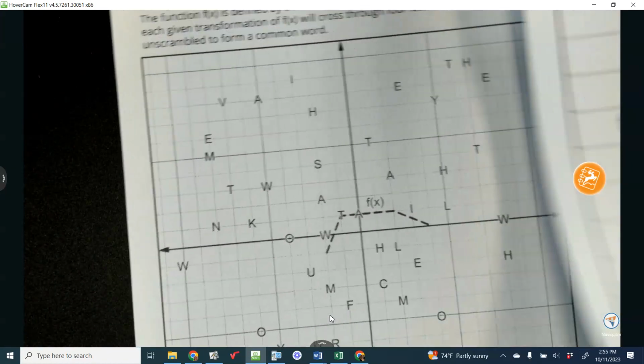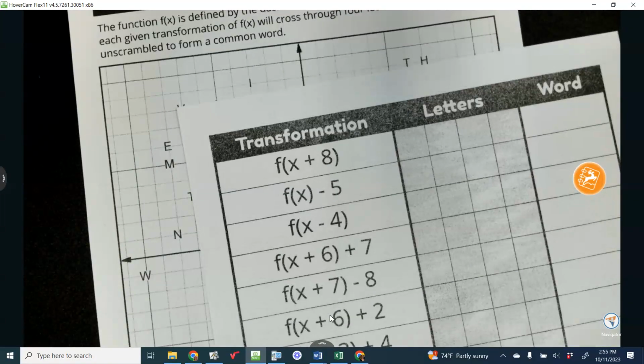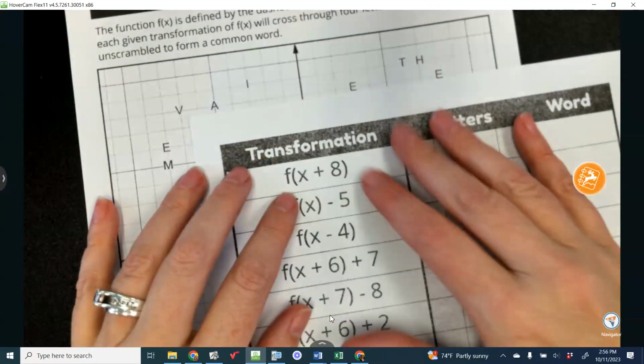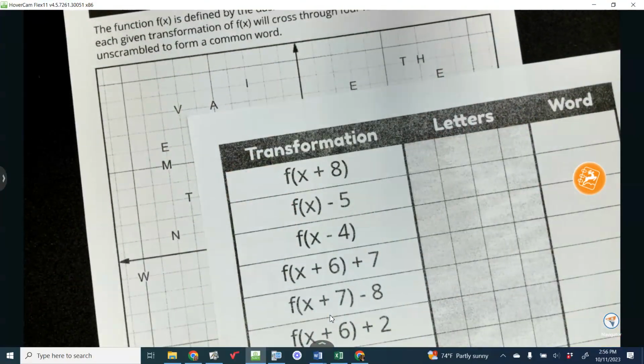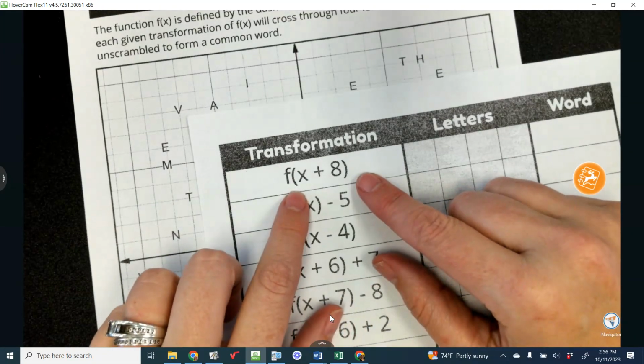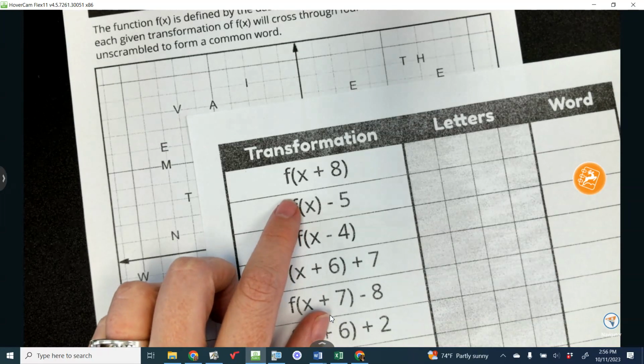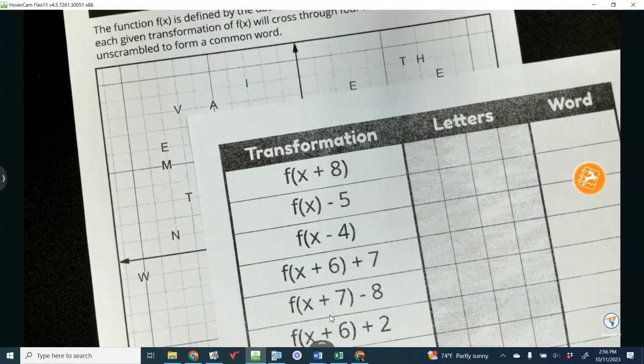And then you have another piece of paper. So in this part, it tells you what to do. So we're going to take, and it's always the beginning function. So it always tells you what it is. We're going to do whatever it says to it. Now, this looks weird. It can be really strange.